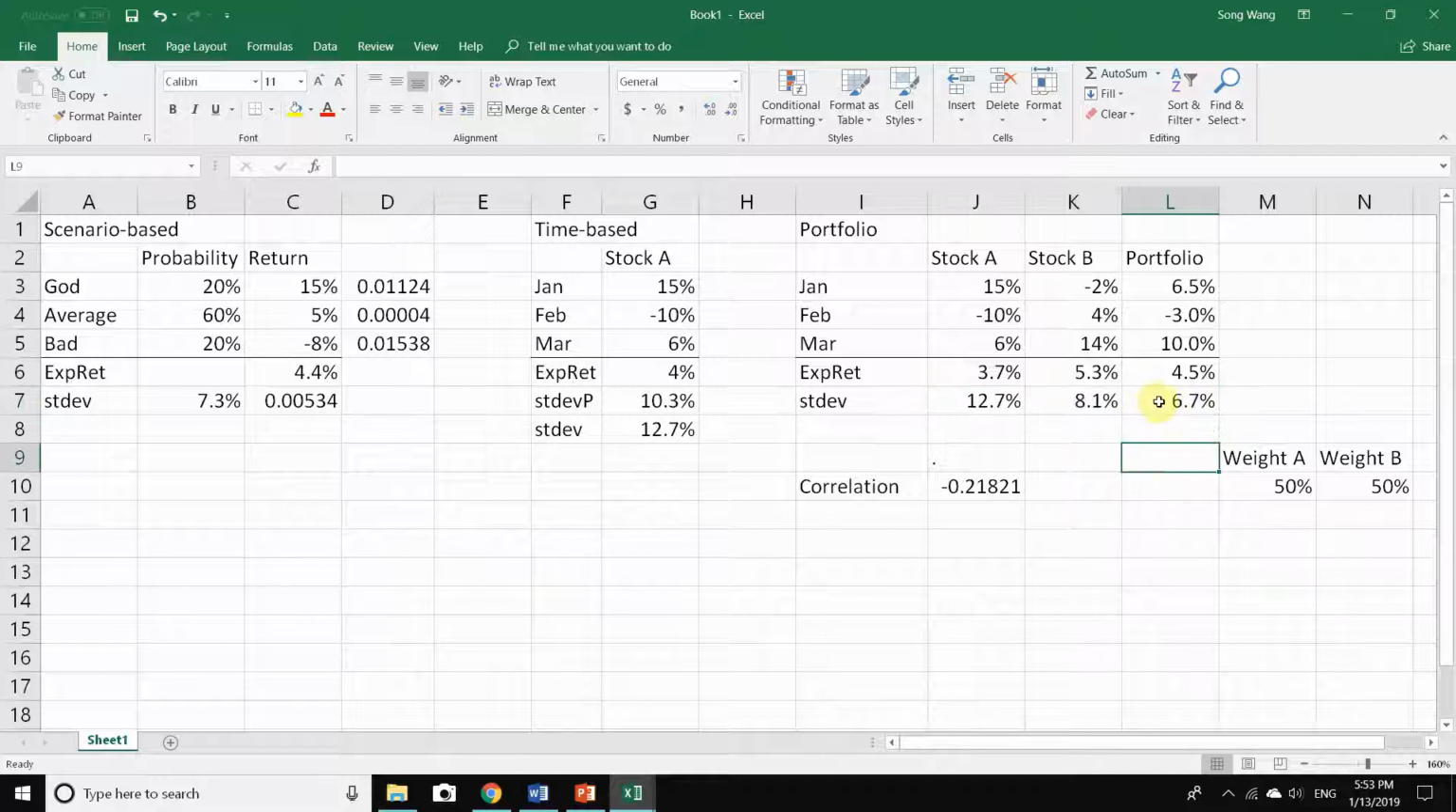As you can see, for the portfolio, this is what I want you to look at. The return is not compromised; it's cut in the middle, but the risk of the portfolio is lower than either of these two stocks. You see it's 12.7, 8.1. When you combine these two, the portfolio risk is actually lower than both of them. So that's the benefit of diversification.